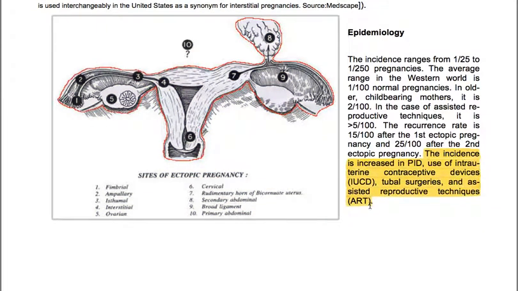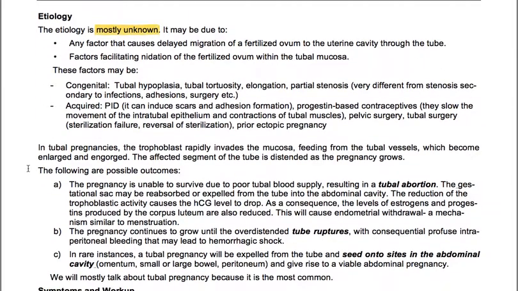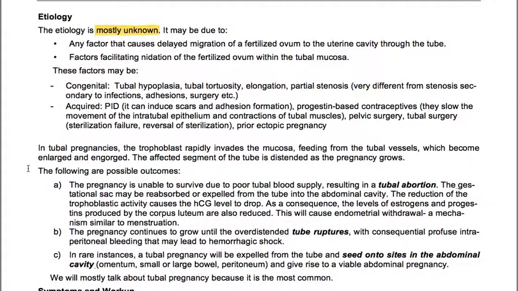Okay, so etiology. Etiology is mostly unknown. It may be due to any factor that causes delayed migration of a fertilized ovum to the uterine cavity through the tube, or factors facilitating nidation of the fertilized ovum within the tubal mucosa. These factors may be congenital or acquired. Congenital are tubal hypoplasia, tubal tortuosity, elongation, and partial stenosis, which is very different from stenosis secondary to infections, adhesions, or surgery.